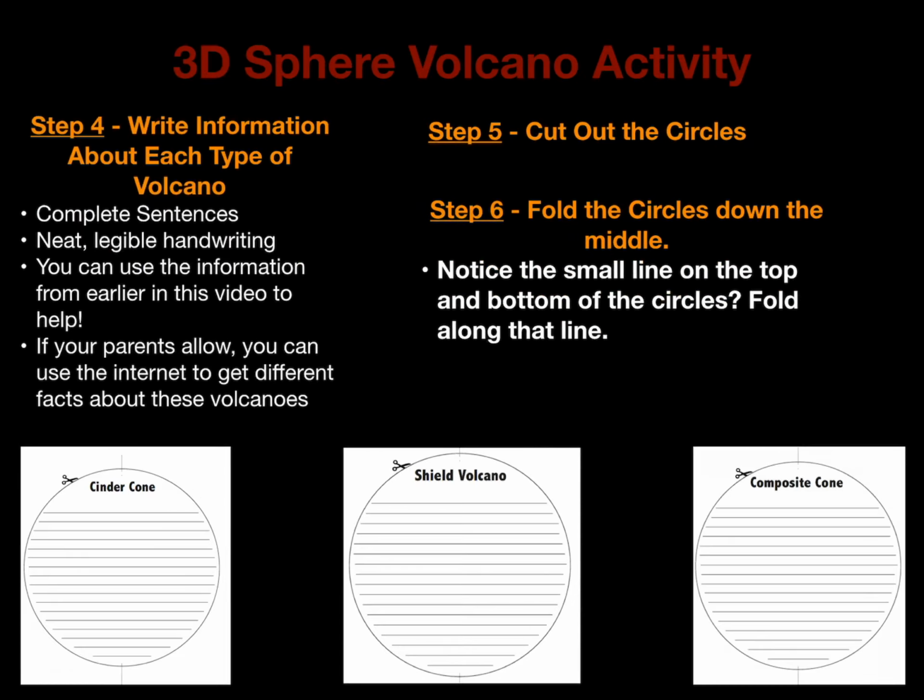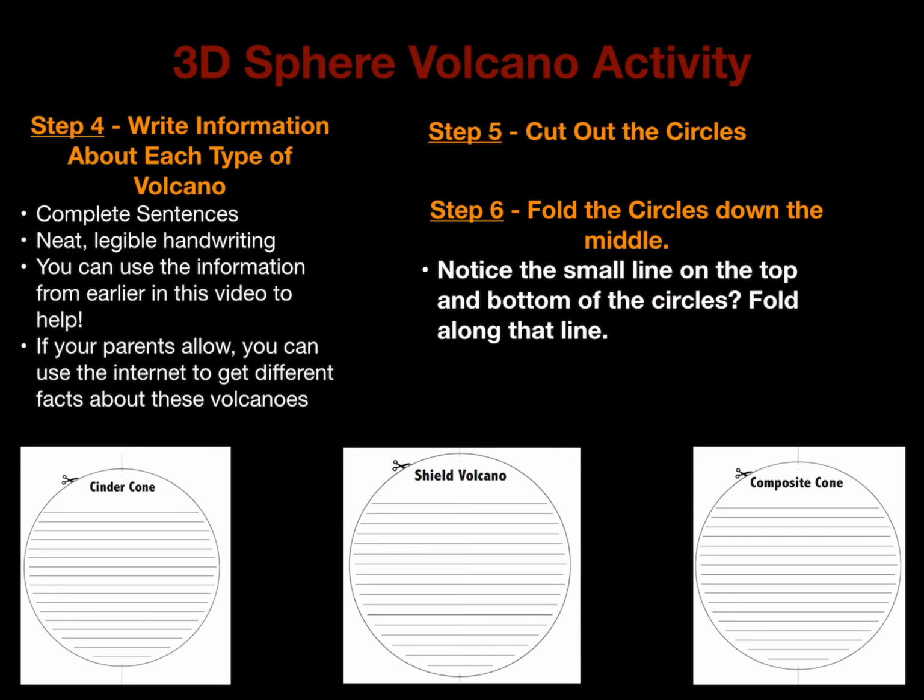You are going to write information about each volcano in complete sentences. Your Venn diagram can help you. You can use that if you would like. You can rewind back to the slides in this presentation that contain information about each of the volcanoes, but you're going to write in complete sentences under where it says step 4.